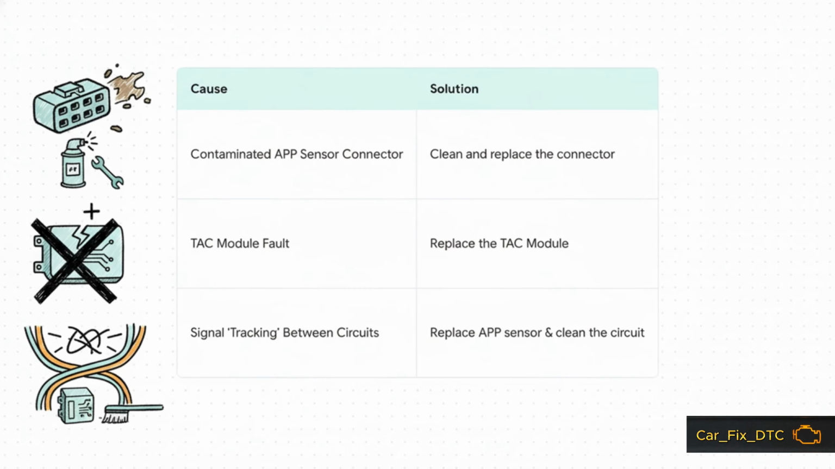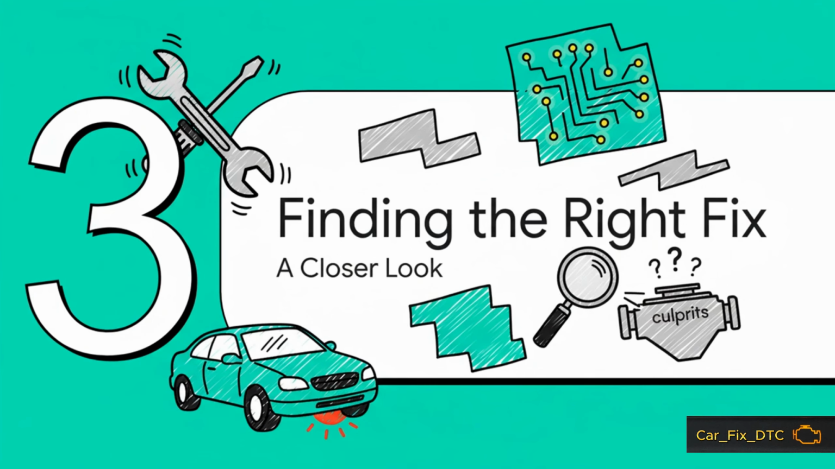9 times out of 10, that miscommunication is being caused by one of three things: a dirty connector, a faulty translator module, or some crossed signals in the wiring. And the good news is, for each cause there's a specific fix. That's the big picture. Now, let's zoom in and take a closer look at each one of these culprits so you know exactly what to look for and how to handle it.